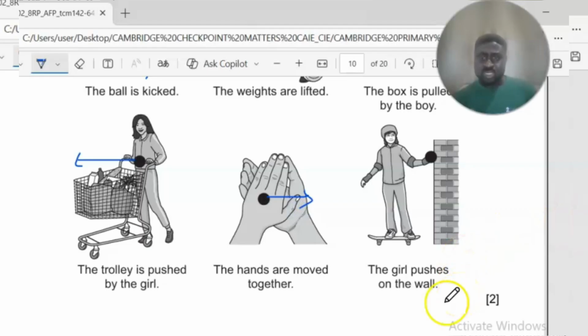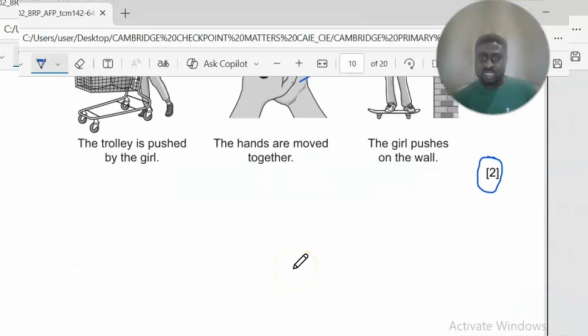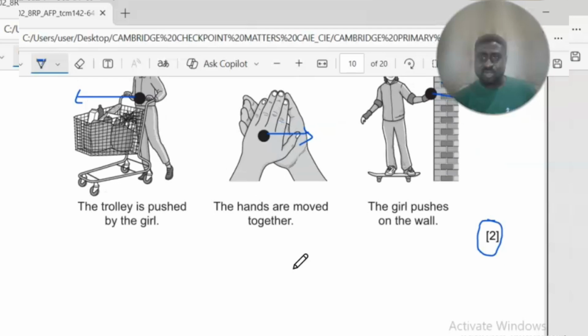Okay, the next one says the girl pushes on the wall. Look at the hand of the girl and the dot. So is this arrow going to be backwards or forward? From the dot, it will go in this direction, exerting force on the wall. So when you do this correctly, you earn the 2 marks allocated by Cambridge International Examination. I hope that makes some sense.